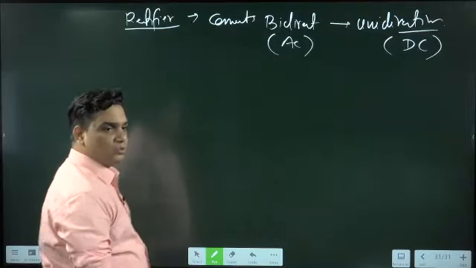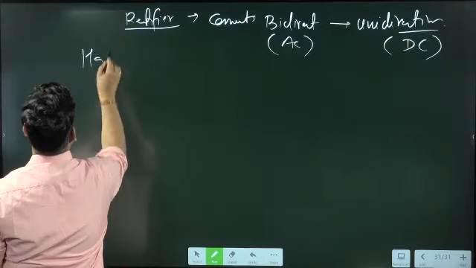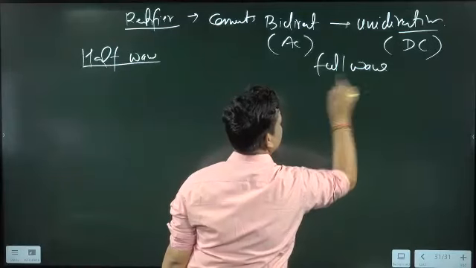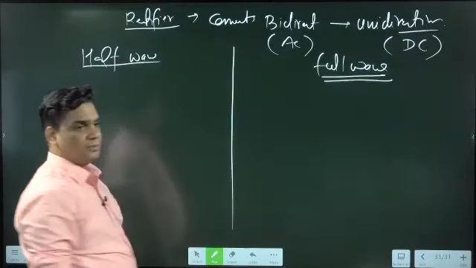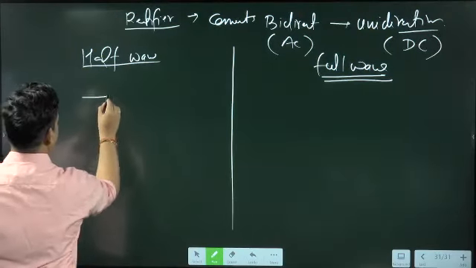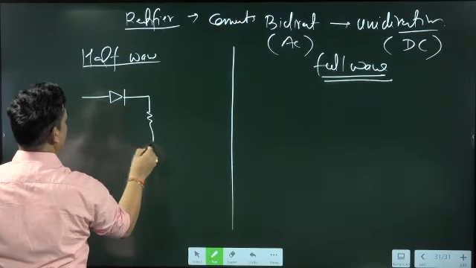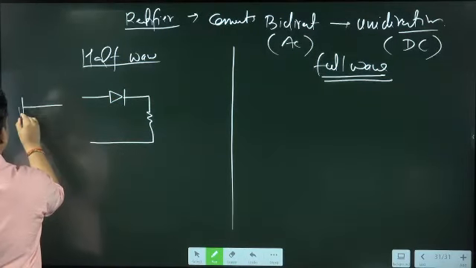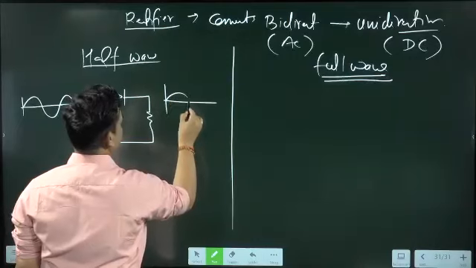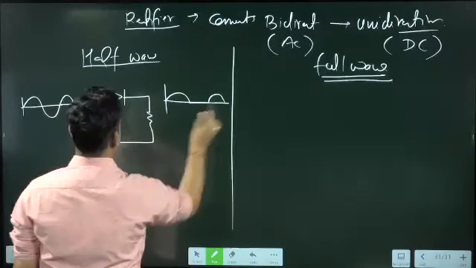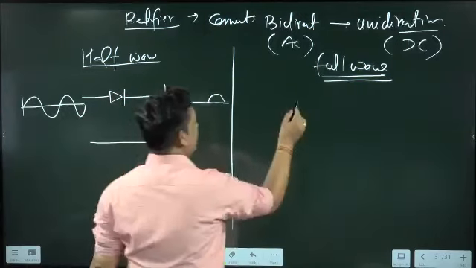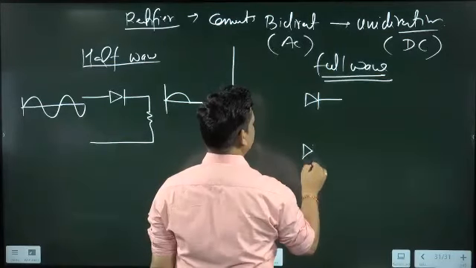Now we have two types: one is half wave, and one is full wave. Whatever I write here, you need to remember only those things. First of all, remember the circuit. Here we have the diode, and then this is the load. When you feed AC, we get only the positive cycle at the output; the negative is blocked. So in this one only half cycle comes, and in full wave we have two diodes.